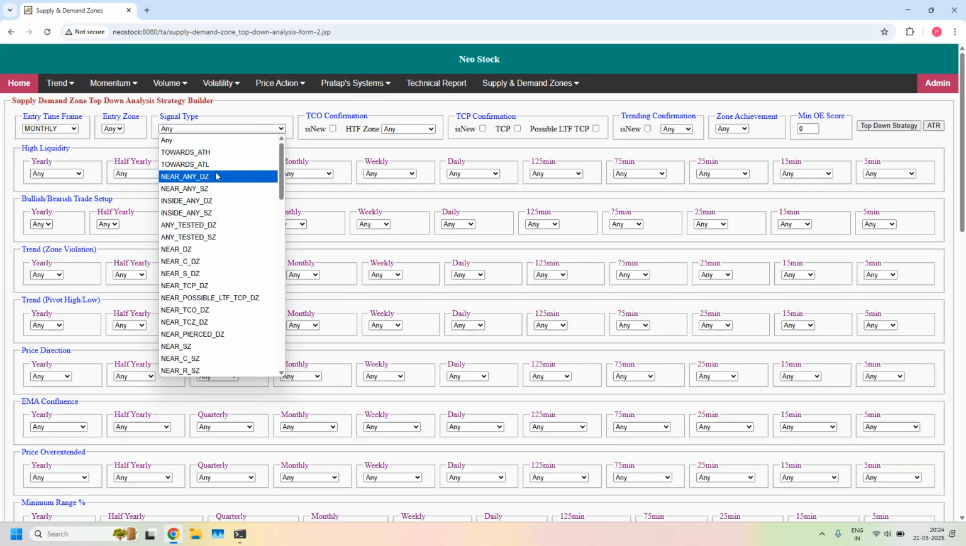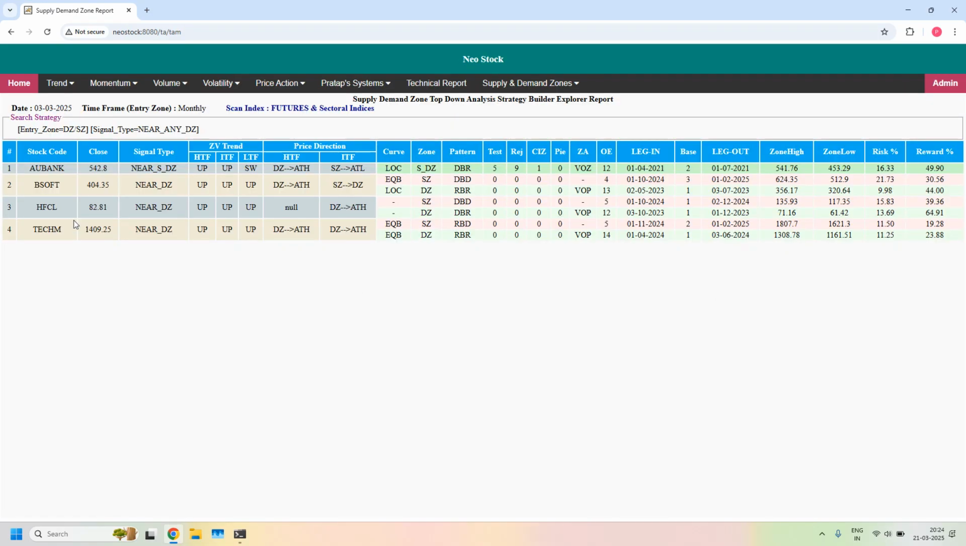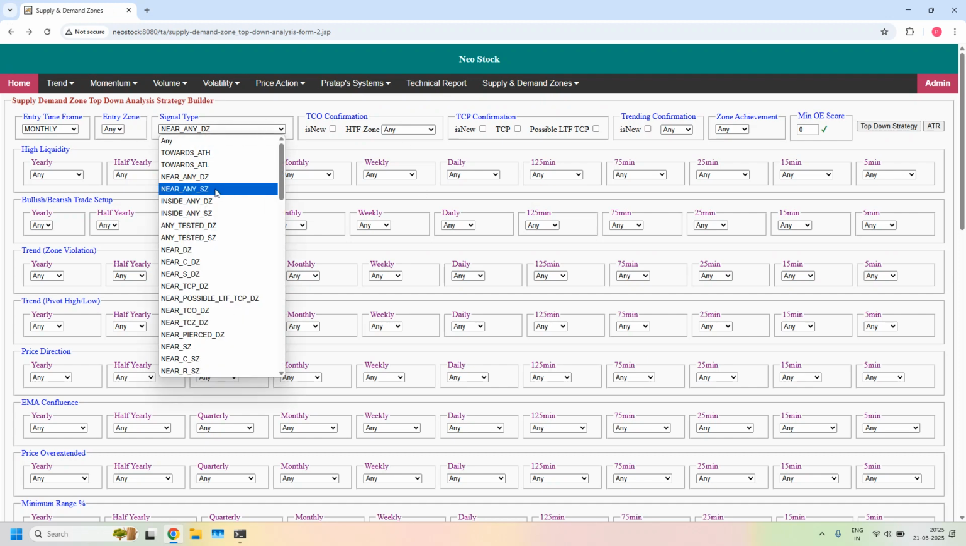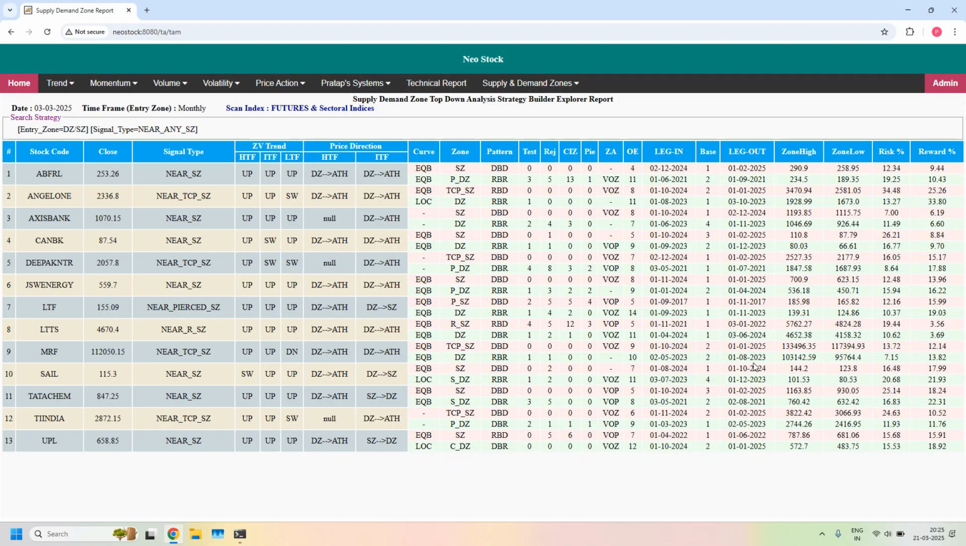Stocks near monthly demand zone. We got 4 stocks. Next, stocks near monthly supply zone. We got 13 stocks.